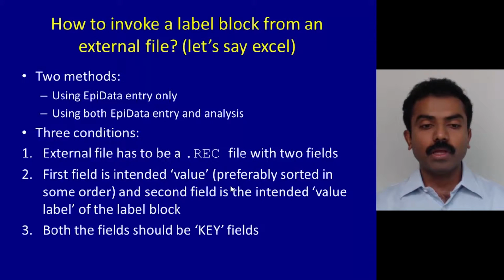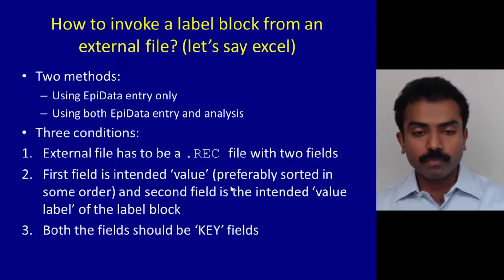So the first one should be the intended value and the second field should be the intended value label. Then the third condition is both the fields should be key fields, and I'll show you in a while how to make the fields key fields. Is this clear? So these are the three things that we have to ensure.